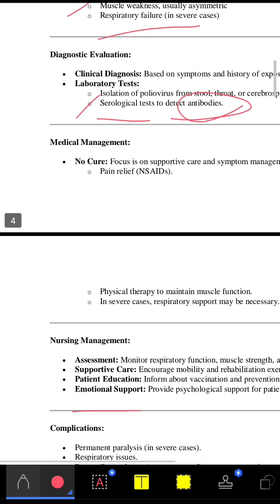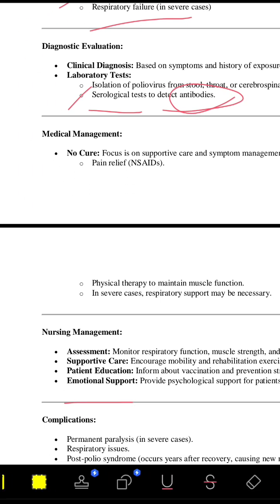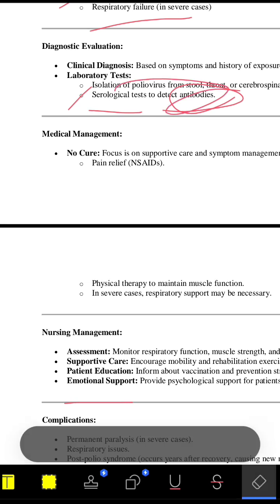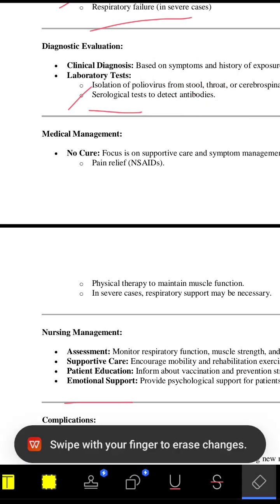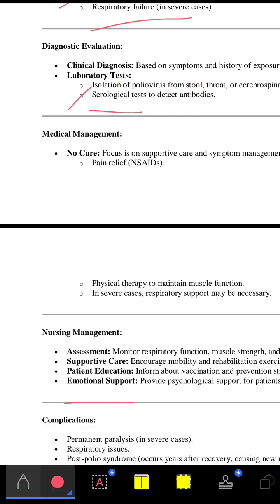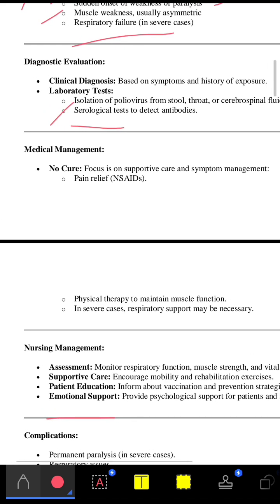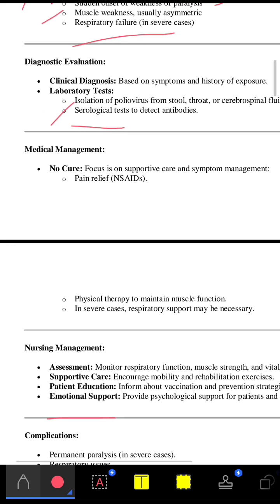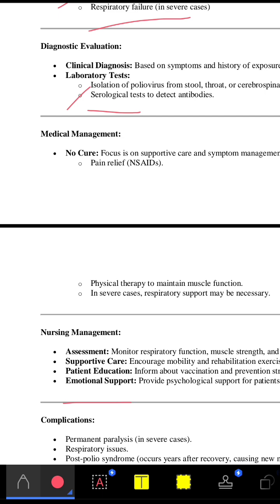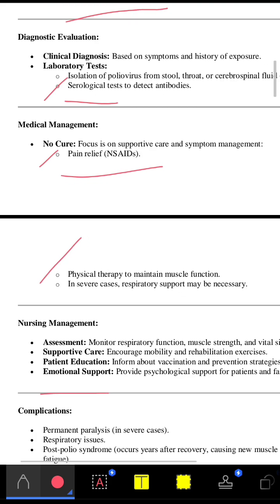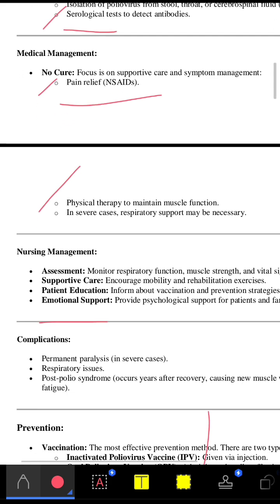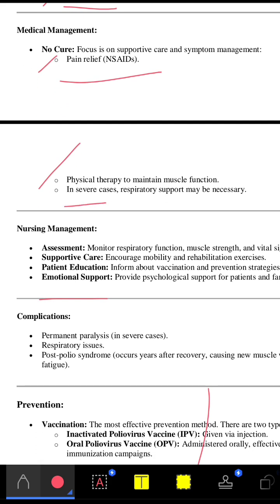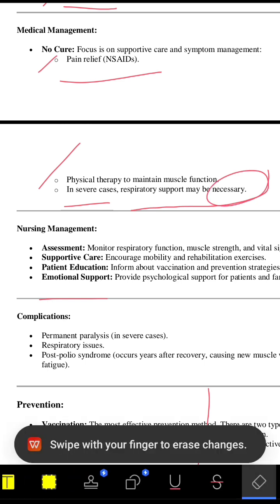Next we'll move on to medical management. In medical management, there is no cure; we focus on supportive care and symptom management. Here we'll provide pain relief, NSAIDs, and physical therapy to maintain muscle function. In severe cases, respiratory support may be necessary. Okay, so these are the medical managements.